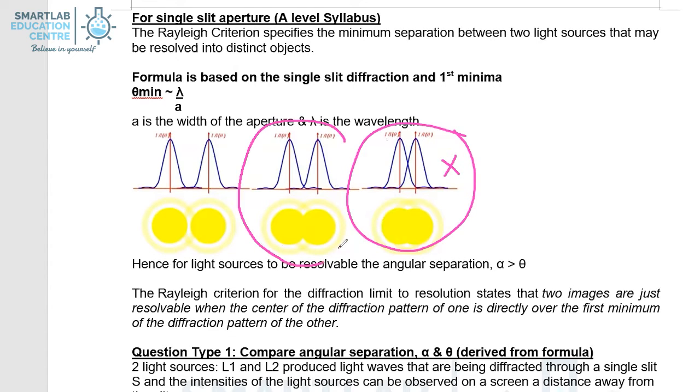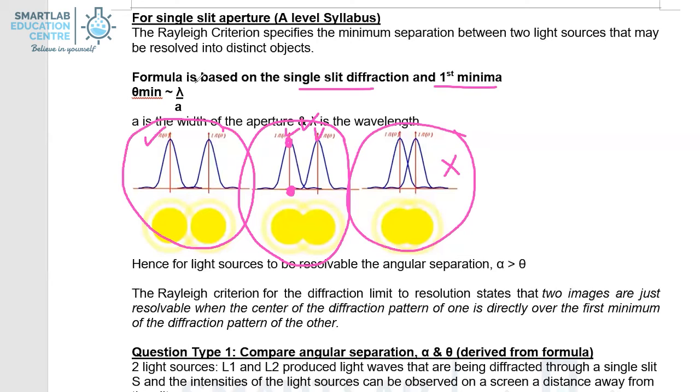This is the case whereby it begins to meet the Rayleigh criterion because the first minima coincides with the central maximum. So we can clearly see that the two central maxima are separated. Hence, this barely meets the Rayleigh criterion. And as far as this is concerned, this meets the Rayleigh criterion.